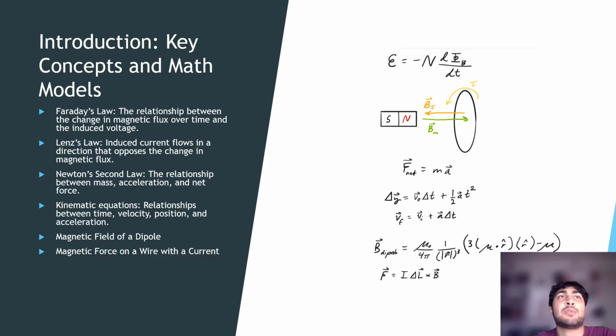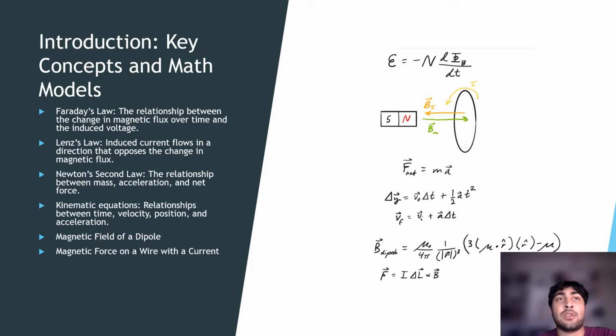Introduction. Key concepts and math models. Faraday's law, the relationship between the change in magnetic flux over time and the induced voltage, is the first equation shown. Lenz's law, the induced current flows in a direction that opposes the change in magnetic flux, is the diagram shown right under Faraday's law.